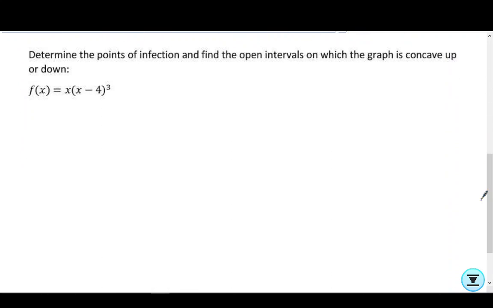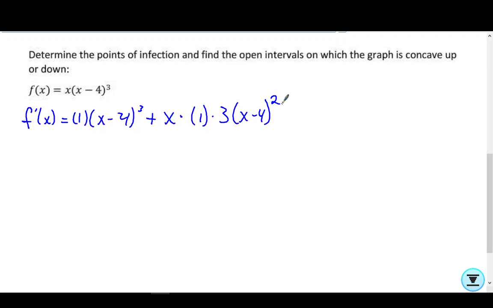Okay? So determine the points of inflection and find the open intervals on which the graph is concave up and concave down. So this is basically what we did on the last one. Well, the difference is that to find the derivative, we have a little more work to do. So we still need to find the second derivative. So we got to take the derivative of this. So derivative of x is 1. This is x minus 4 cubed plus x times the derivative of the second one. Since we're doing product rule here, we get the derivative of the inside, which is 1, times the derivative of the outside, which is 3 times x minus 4 squared.